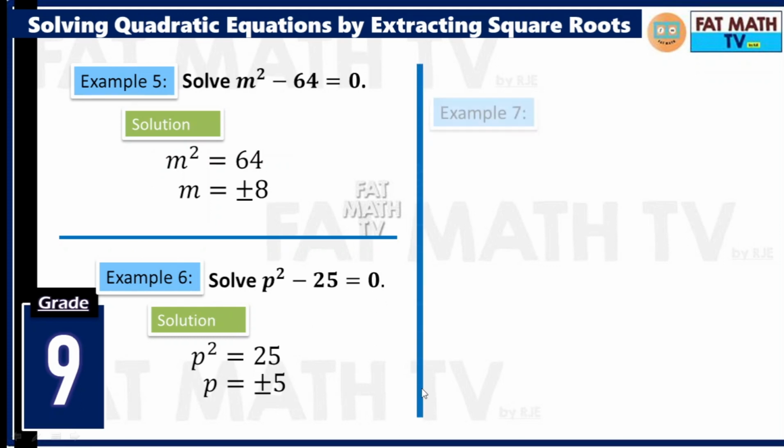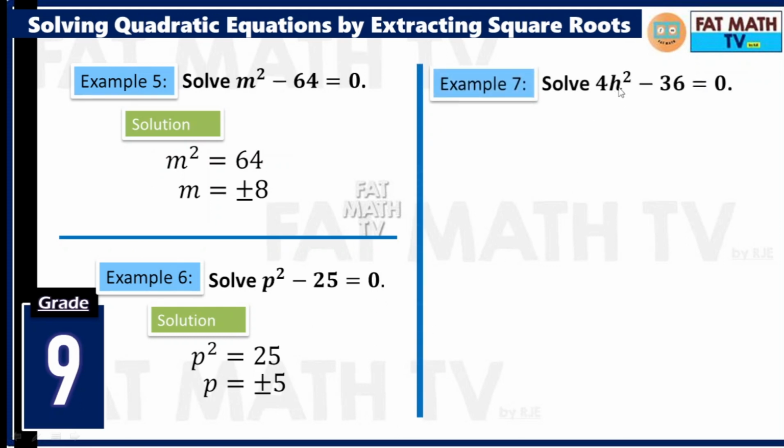Example number 7, we have 4h² - 36 = 0. The difference from the first two is that we have a numerical coefficient here, 4 for h². So same, put 36 to the other side. We have an extra step here, divide both sides by 4. You will get h² = 9. If you divide 4h² by 4, it's h², and 36 divided by 4 is 9. Take the square root, you have positive or negative 3.